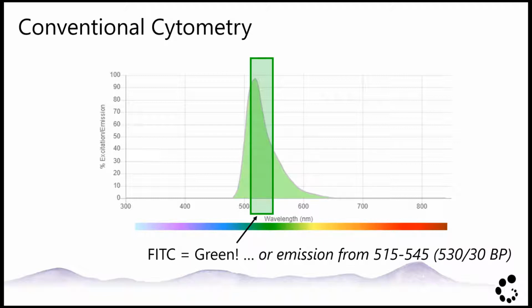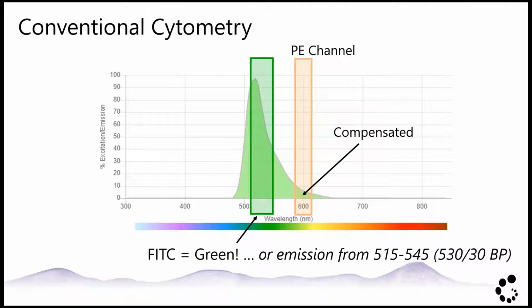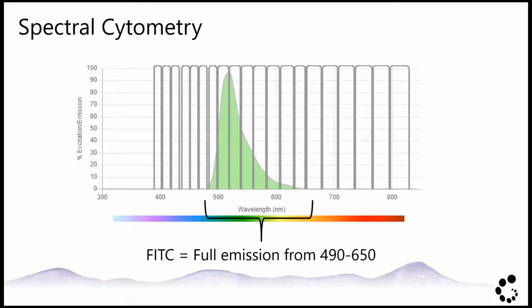Anything outside this filter will either be subtracted out and compensated if it falls into a neighboring detector, like this PE detector shown here in orange, and other light that doesn't fall into any of the filters on the system is simply ignored. In the spectral space, what ends up happening is we collect light across the full spectrum of the emitted light from each dye. So you can see here, no light is lost. There's something falling into every detector, and we're essentially sampling across here with our filter sets.